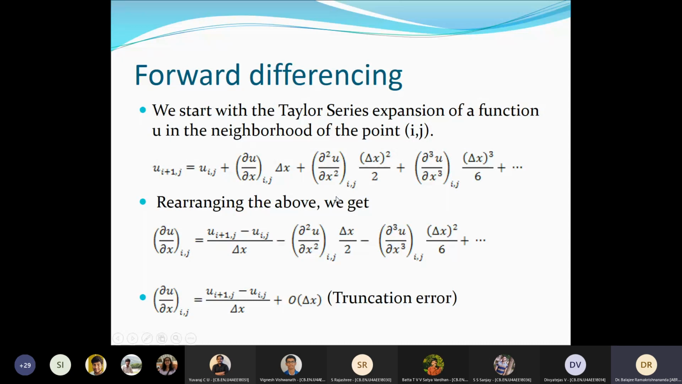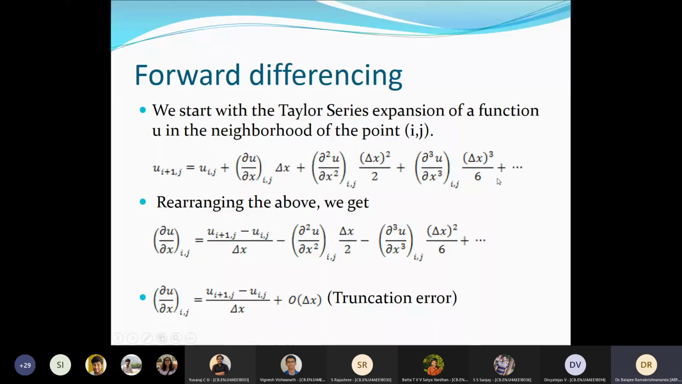So that's what we are doing here. It is u of i comma j. Imagine it is u of x plus ∂u/∂x into delta x. ∂u/∂x at what point? i comma j. Plus ∂²u/∂x² at the same point i comma j, delta x whole square by 2, that is 2 factorial, plus ∂³u/∂x³ at i comma j into delta x whole cube by 6, this is 3 factorial, and so on and so forth.